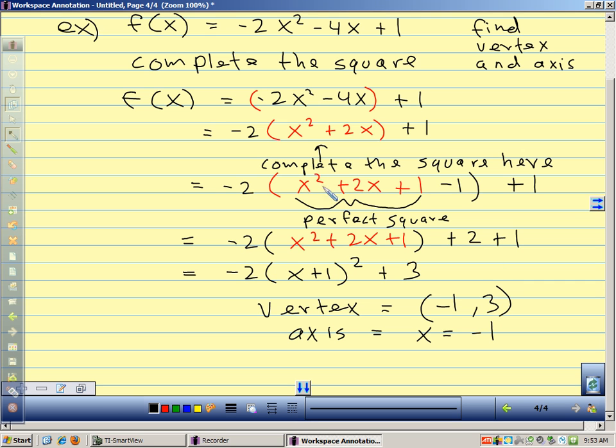Because I want to rewrite the part that's in red as a perfect square. I want to be able to write it as x plus 1 squared, because that's what's going to give me my vertex form for my quadratic function. This extra number here doesn't have anything to do with completing the square for this part. It's just extra because we want to make sure we didn't change the value of our function. But we have to keep track of it somehow, so I took it outside the parentheses. Okay?